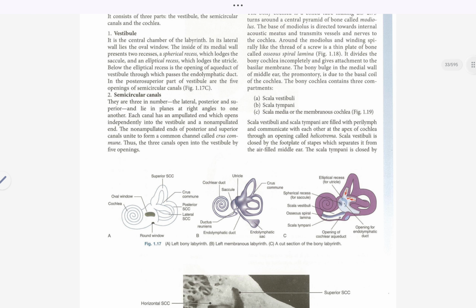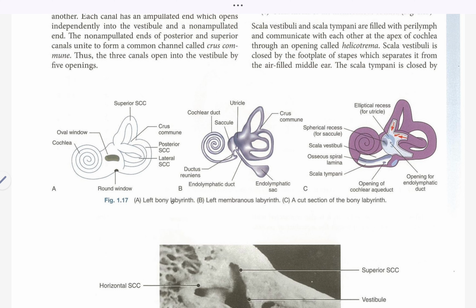So we'll look into the diagrams. Figure 1.17a, left bony labyrinth. Here we can see the cochlea, oval window, superior semicircular canal, posterior semicircular canal, and lateral semicircular canal. This is the crus commune. Here we can see the round window. B is the left membranous labyrinth. Here we can see the cochlear duct, ductus reuniens, saccule, utricle, crus commune. Then we can see the endolymphatic sac and endolymphatic duct.